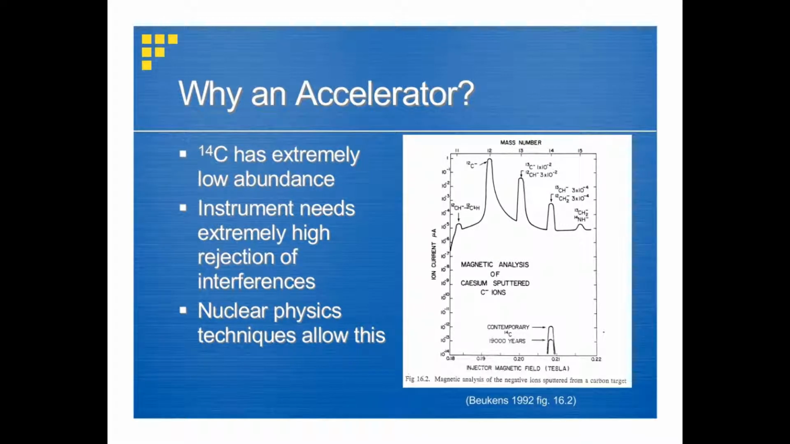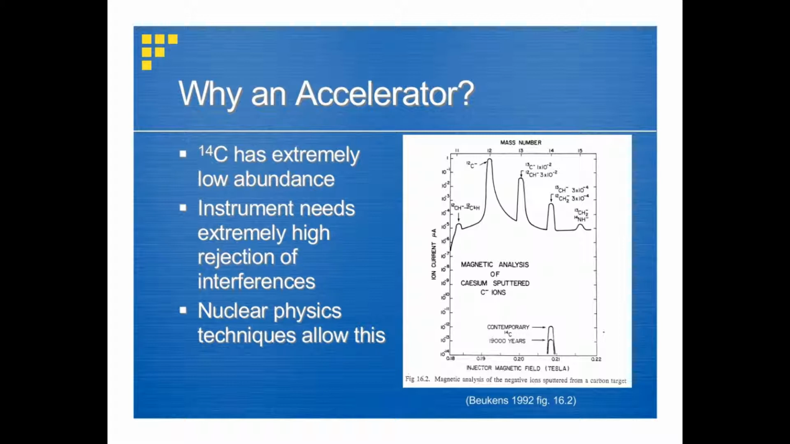Radiocarbon is so low. This shows a mass scan normalized to carbon-12 abundance. This is what would come out of an ion source in one of these accelerators, or out of an ion source in a mass spectrometer if you want to use that. You get a lot of mass 13 and mass 14 molecular ions. Your mass 14 for modern carbon is 12 orders of magnitude down.